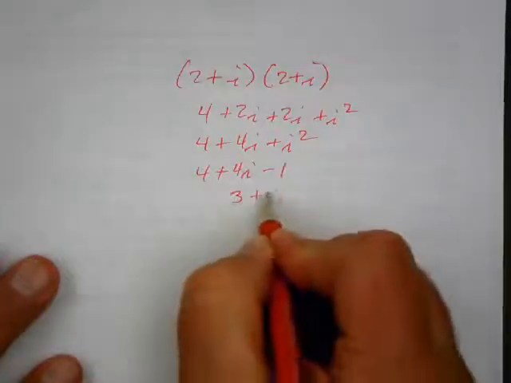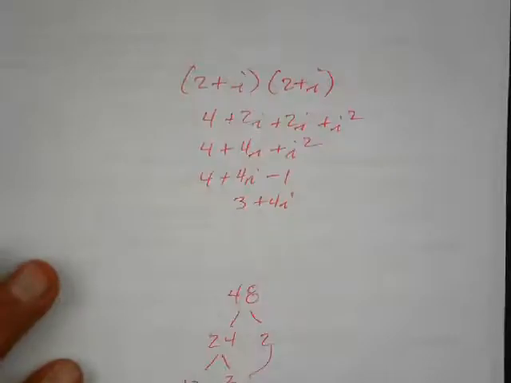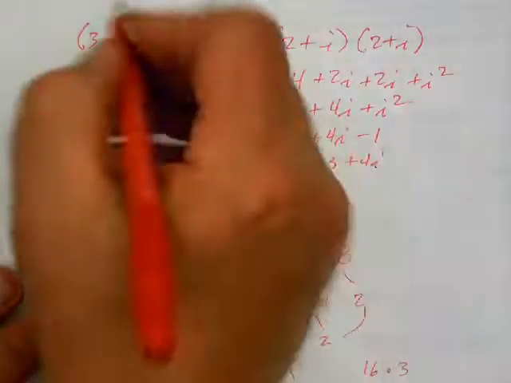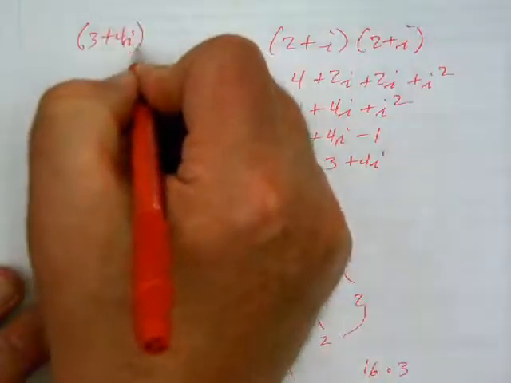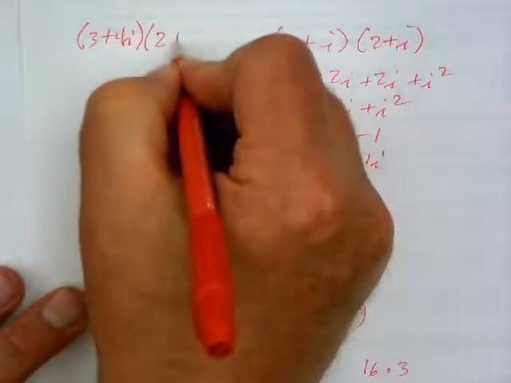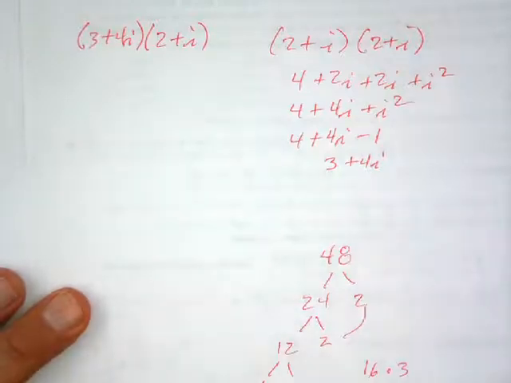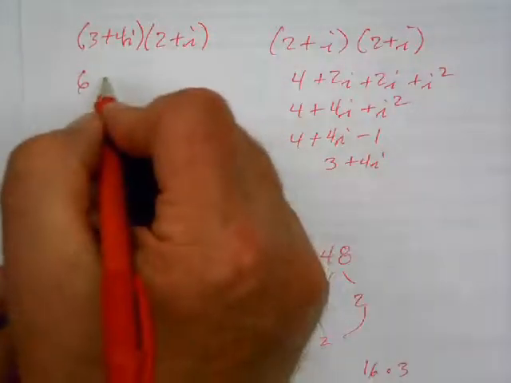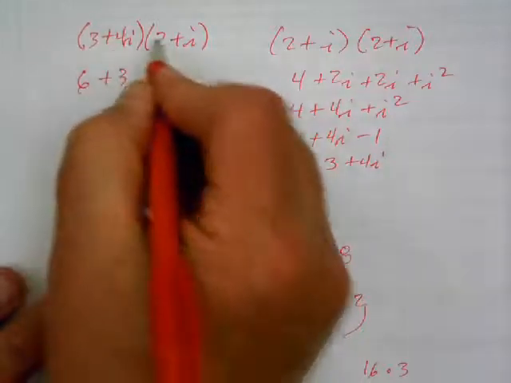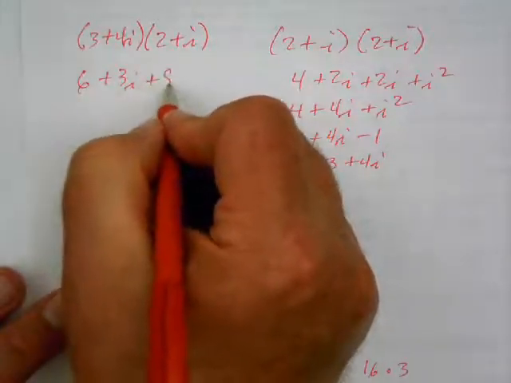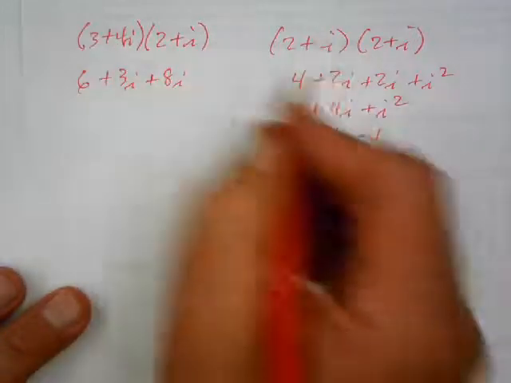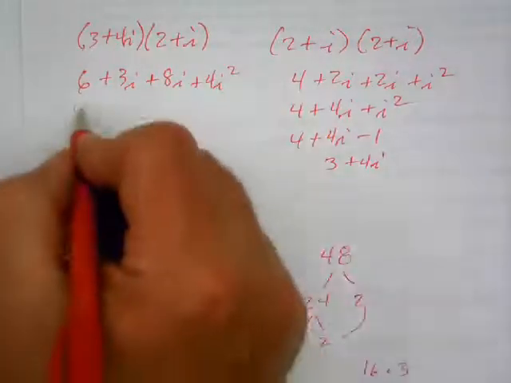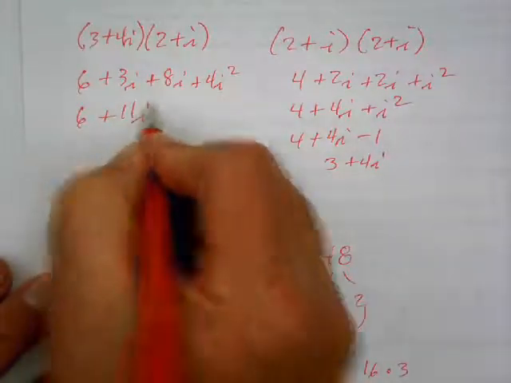So now I'm going to have the 3 plus 4i times another 2 plus i, because remember we had 3 of them. So 3 times the 2, that's 6. 3 times the i, that's 3i. 4i times the 2, that's 8i. 4i times the i, 4i squared. So 6 plus 11i minus 4, because again that i squared will be a -1.